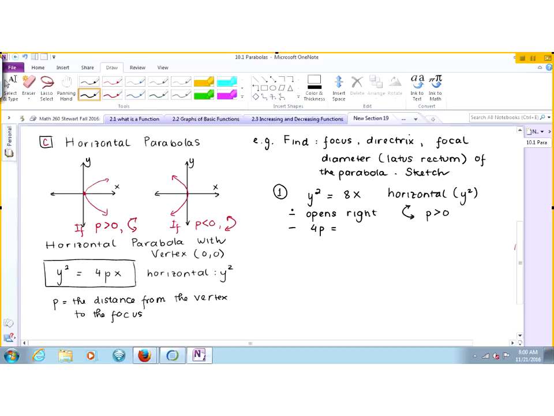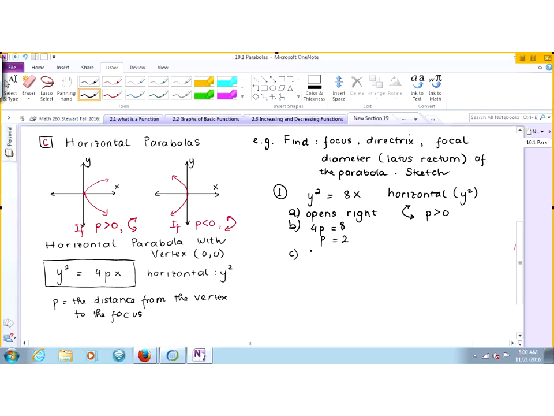So what do we know here? 4p is equal to 8, so p is equal to 2. So this is the distance from the vertex to the focus.